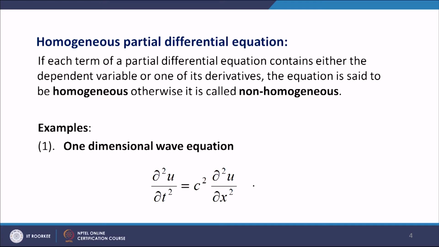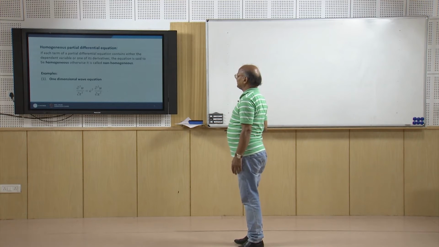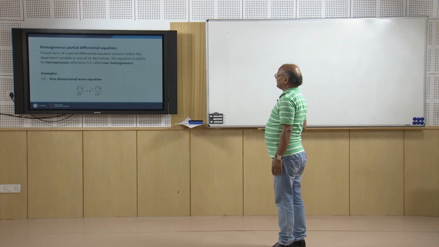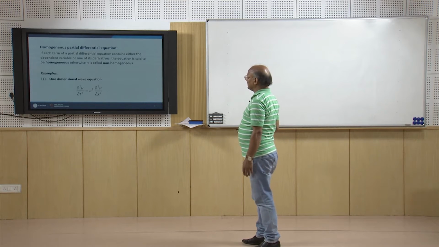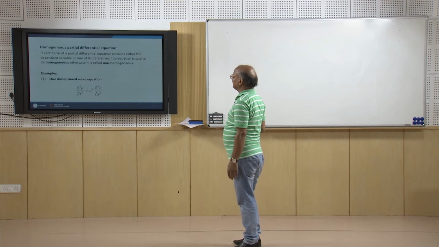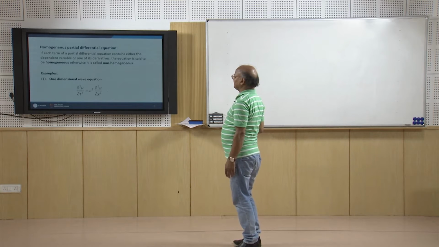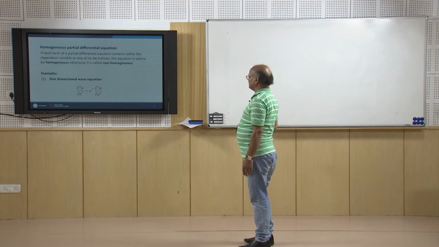For example, let us look at the one-dimensional wave equation. This is ∂²u/∂t² = c² ∂²u/∂x². We can see that this is a second order differential equation because the second order derivative is the highest order derivative here. Moreover, the second order derivatives are of power 1, their degree is 1. So, it is second order with first degree, and each term of the differential equation contains the derivative, and therefore it is a homogeneous differential equation. So, it is a second order first degree linear differential equation which is homogeneous.